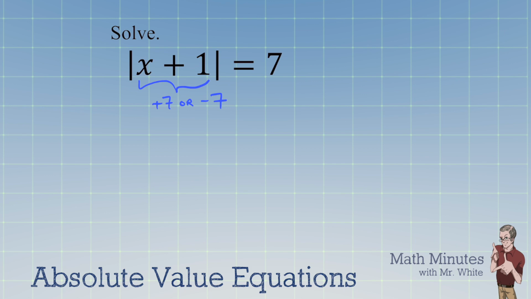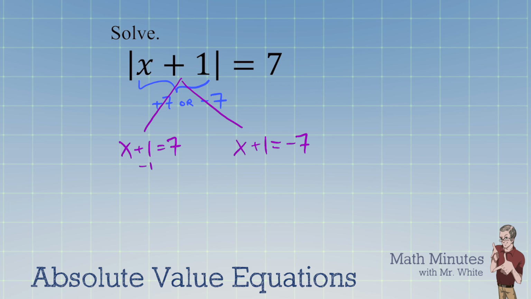So how do we neatly set this up so that we can get our two answers? Well, I like to call it branching things out. So we're going to branch out the original problem. We're going to say that the stuff on the inside could be 7. The x plus 1 could equal 7. Or the stuff on the inside, the x plus 1, could come out to be negative 7. And if that's the case, we will have found a solution.